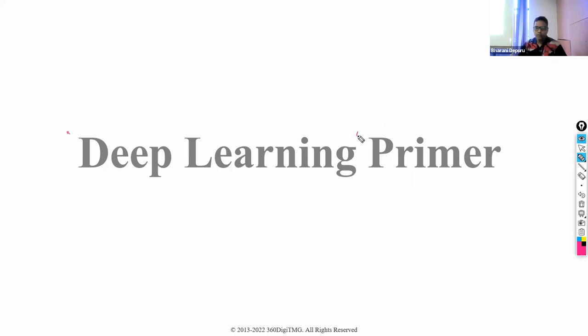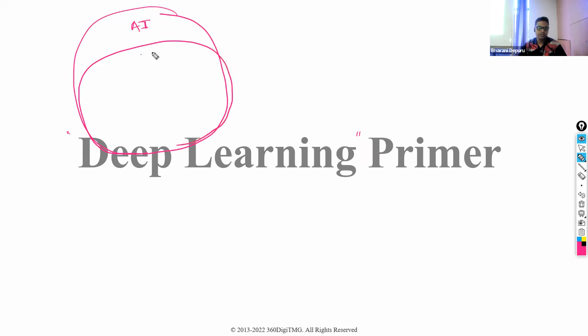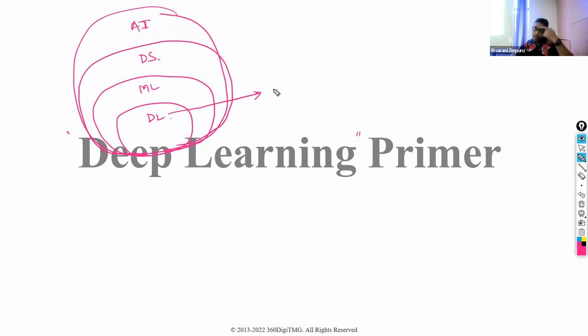Off late, out of all the machine learning algorithms, deep learning algorithms have become extremely famous. So we have artificial intelligence systems which are being built, and we built AI applications using data science concepts. Within data science, you have data mining. Within data mining, you have machine learning. Within machine learning, we have something called as deep learning algorithms. Deep learning algorithms include neural networks.